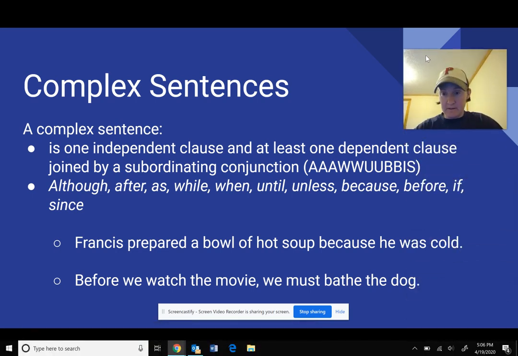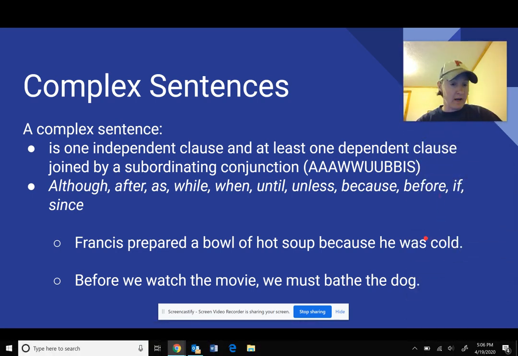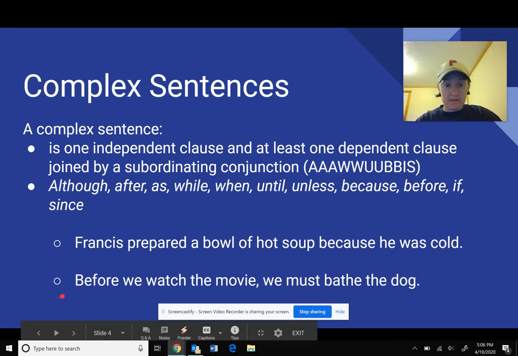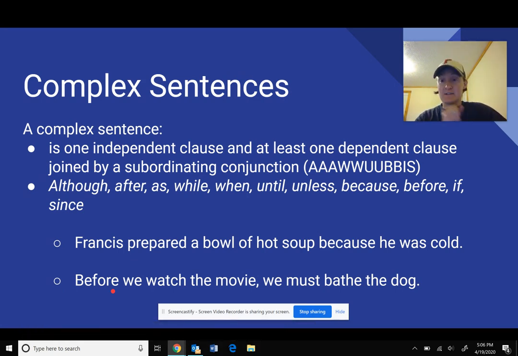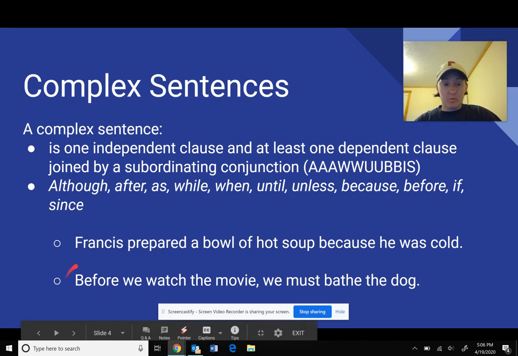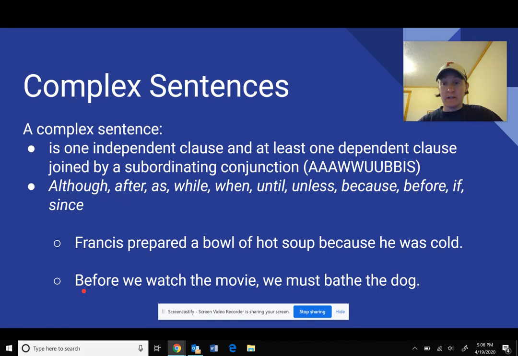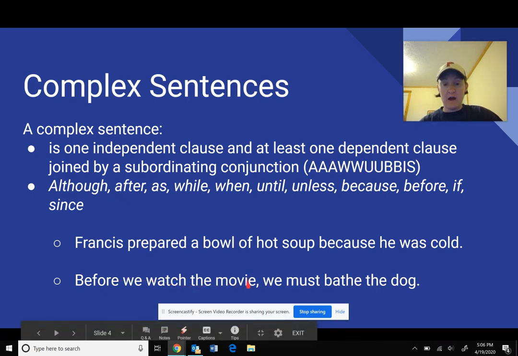All right, I'm going to move my face up to the top. Hopefully that helps. All right, last sentence for complex. Before we watch the movie, comma, we must bathe the dog. All right, so again, what I try to find is the awubis first. So hopefully the word before jumps out at you, and you'll notice that the awubis, I think as soon as I say this, you're going to remember it. At least that's what I hope. But if an awubis word starts a sentence, at the end of that clause, you're going to need a comma. So before we watch the movie, comma, that's why the comma is there, okay? Before we watch the movie, comma, we must bathe the dog.